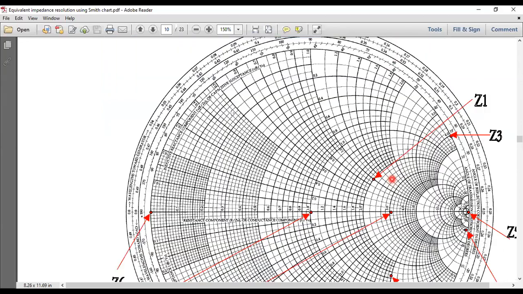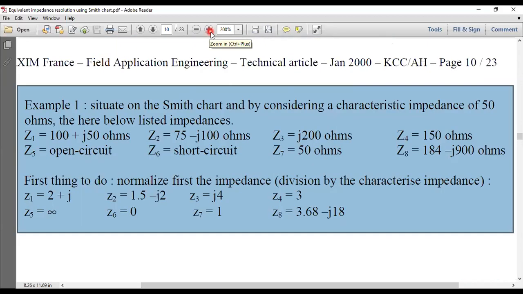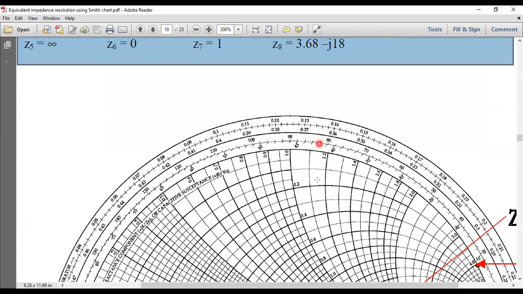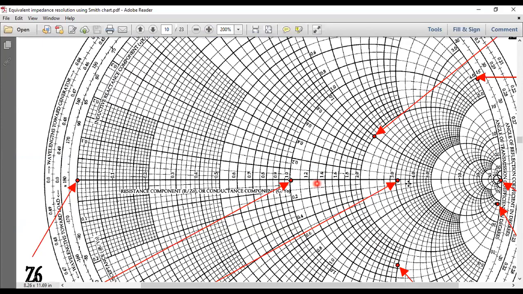So 3.68, you just go on the horizontal line. So here 3.68 on the horizontal line. This is 3. This is 4. And between 3 and 4, you have to choose the line 3.68. If you consider each line, it is 1, 2, 3, and this is 4 and this is 5. So between 3 and 4, there are 5 lines. So every line is of 0.2. So this is 3.2, this is 3.4, this is 3.6, and this is 3.8. So between 3.6 and 3.8, you have to do the approximation and you have to go this way.